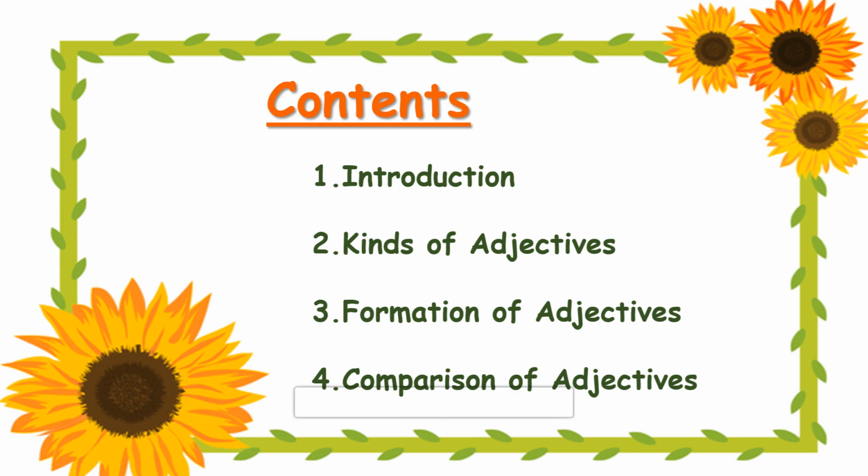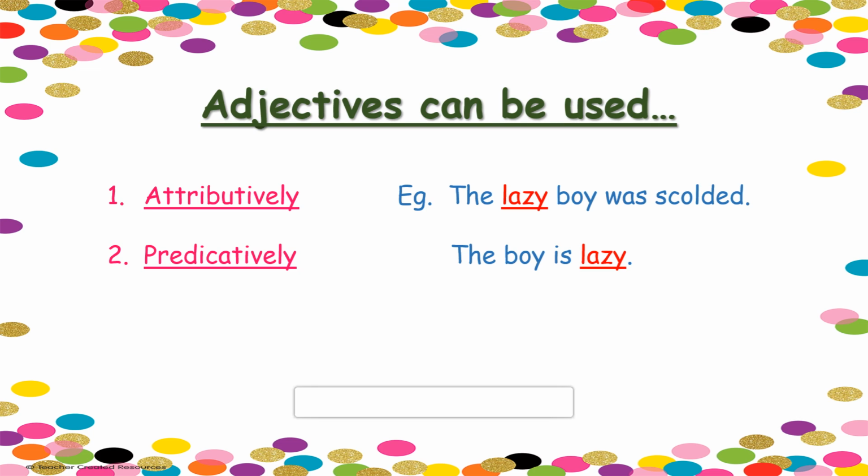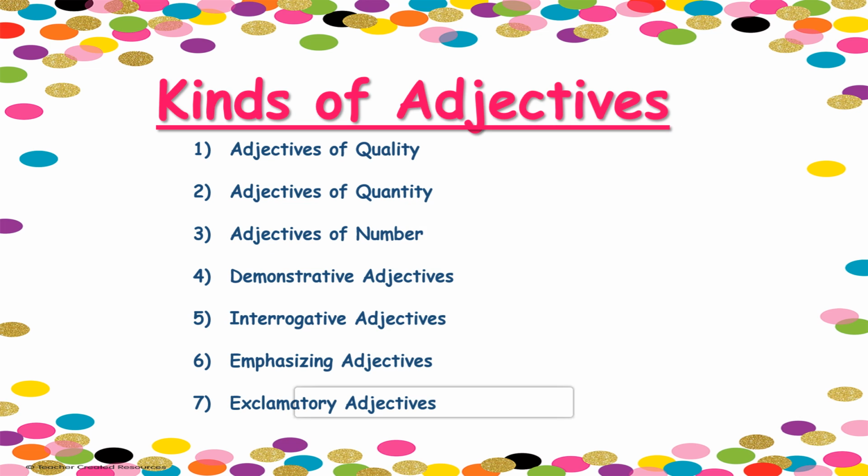We started this chapter with the introduction, in which I discussed the definition of adjective: a word which tells more about a noun, or which adds something to the meaning of a noun. Then we discussed that adjectives can be used attributively and predicatively too. So there are two ways to use adjectives, attributively and predicatively. Then we discussed there are seven kinds of adjectives.